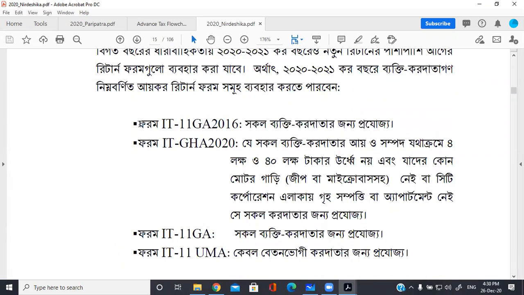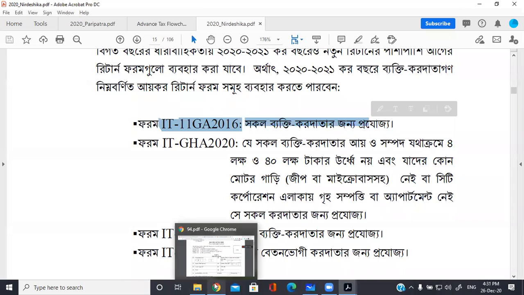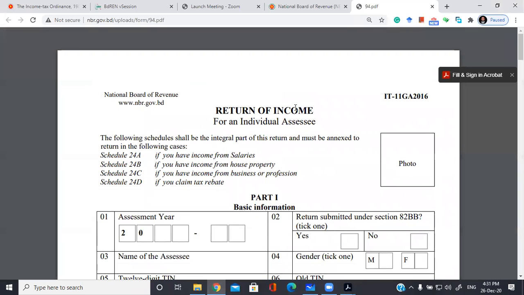Okay, now it is the cover page. Can you read this, IT 11 Go 2016? It is the cover page. For whom? For everyone, for every individual taxpayer. Which one? This one. You see, IT means income tax. 11 Go is a kind of number for indexing, not a special meaning. It was introduced in 2016. That's why 2016 has been added here.